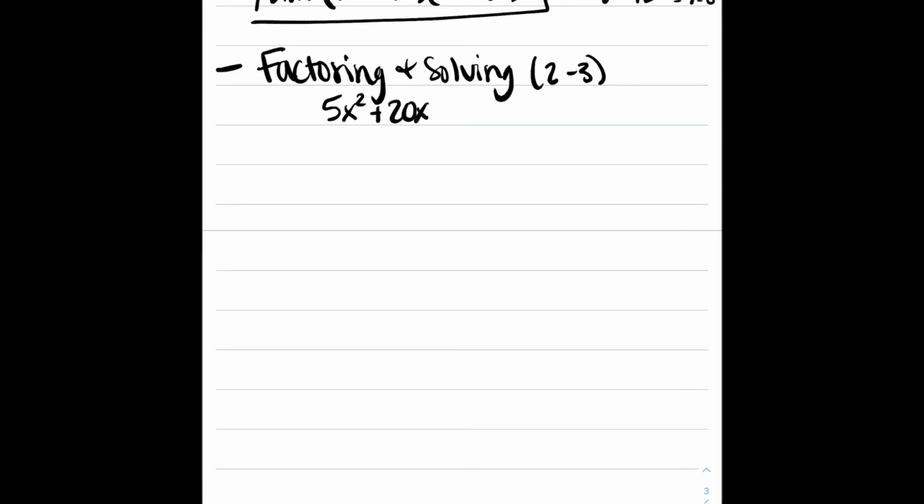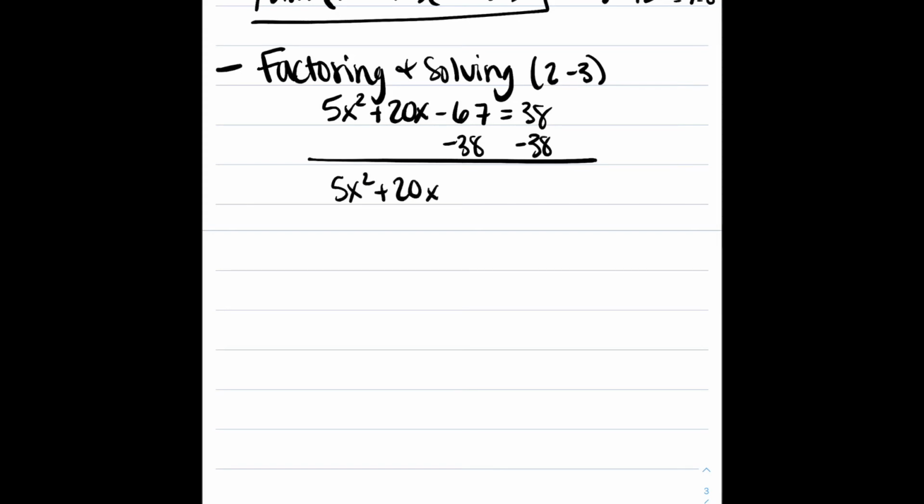So let's look at this problem. We have 5x squared plus 20x minus 67 equals 38. So the first thing I do when I'm solving quadratics is make it equal to 0. So I want to subtract 38 from both sides. I'll have 5x squared plus 20x minus 105 equals 0.